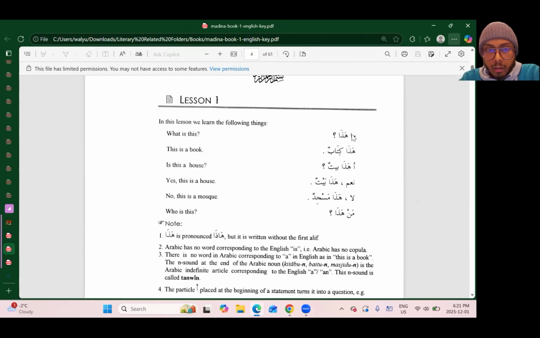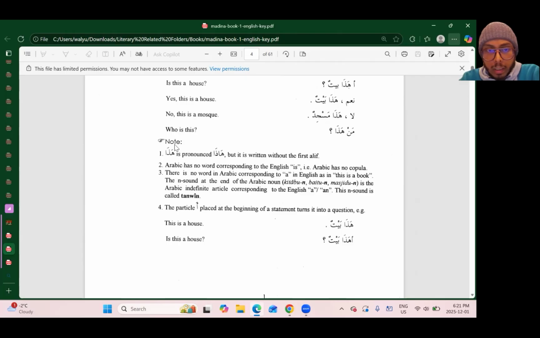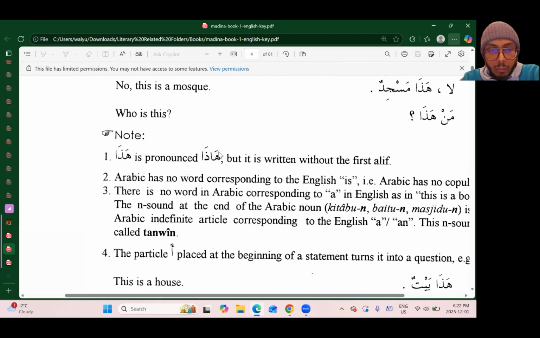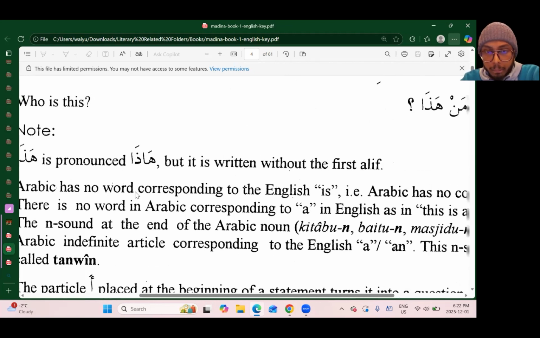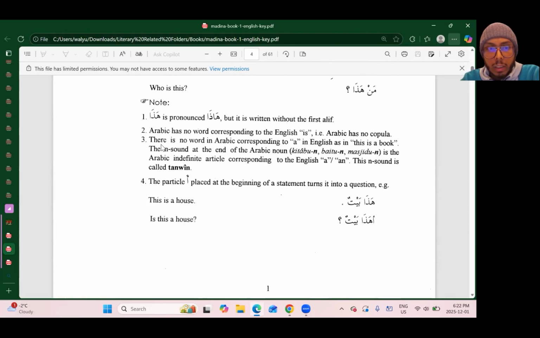English key, right? Ma hadha, what is this? You can read through that. Now, these are the real important things. Note 1, hadha is pronounced hadha, right? So that's just something that you have to learn. You technically pronounce it with an alif after the ha, but you don't write it, right? It's just memorize how to write that. It's written without the first alif. Number 2, Arabic doesn't have "is." In fancy terms, it doesn't have a copula. Number 3, there's no "a" in Arabic, as in "this is a book."